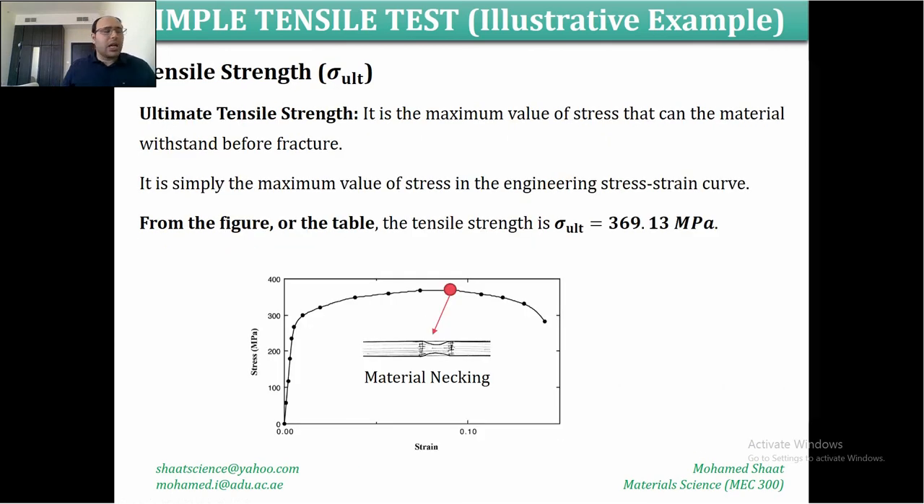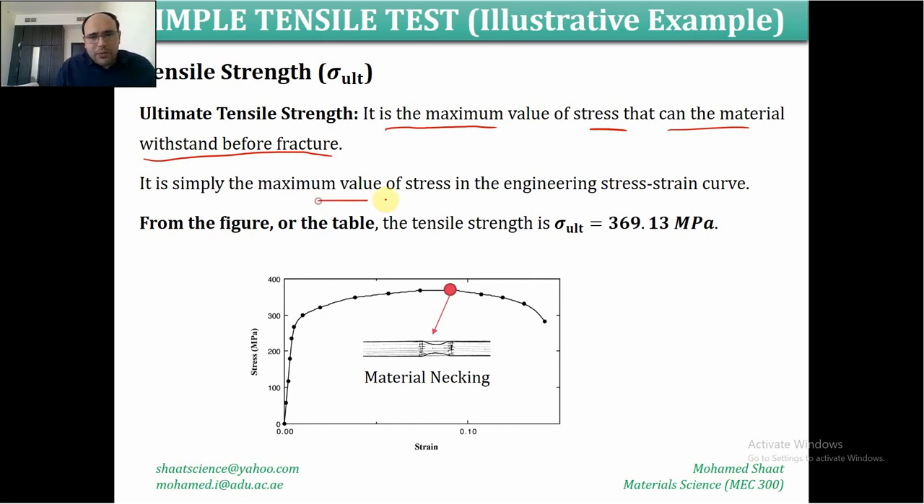Another property is the ultimate tensile strength, or the ultimate tensile stress. Simply, this is the maximum stress value at which the material will exhibit necking, at which the material will initiate the necking behavior. Or this is the maximum stress that the material can withstand before fracture. This is the ultimate tensile strength of the material.